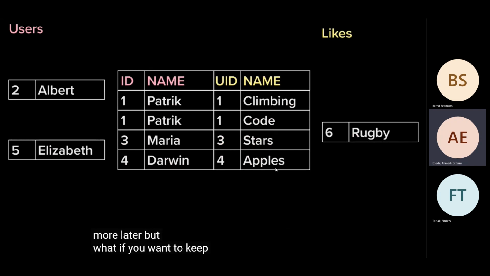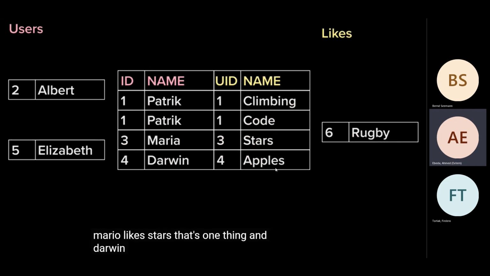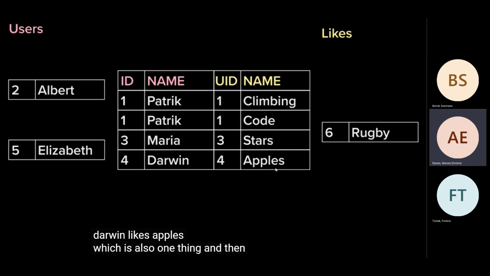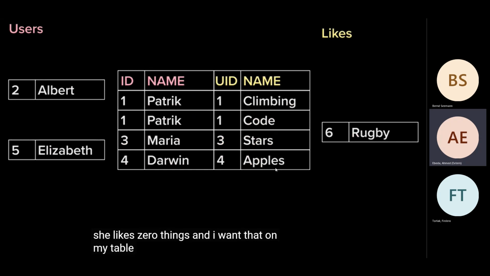But what if you want to keep them, like Albert, Elizabeth, and Rugby, even if there are no matches? One reason you would want to keep them is if you want to count how many things these users like. For example, Patrick likes climbing and coding, so that's two things. Maria likes stars, that's one thing. And Darwin likes apples, which is also one thing. And then Albert, technically, likes 0 things. And Elizabeth also likes 0 things. And I want that on my table. But currently, I do not have that. I only have the people who like at least one thing. So what if you want to have the users who like 0 things?